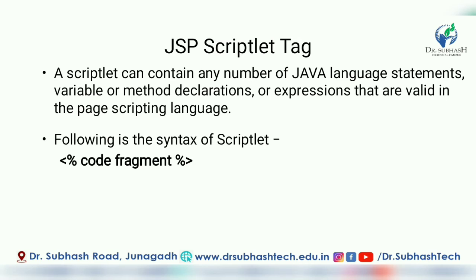Next is the JSP Scriptlet Tag. A scriptlet can contain any number of Java language statements, variable or method declarations, or expressions that are valid in the page scripting language. The syntax of the JSP Scriptlet Tag is: angular bracket, percentage, code fragment, percentage, closing angular bracket. Here we can put our declaration code, method code or any other Java code. We can use declarations, method definitions, for loops, if conditions, etc. Whichever code we use in the Java language, we can put that code into this scriptlet tag.